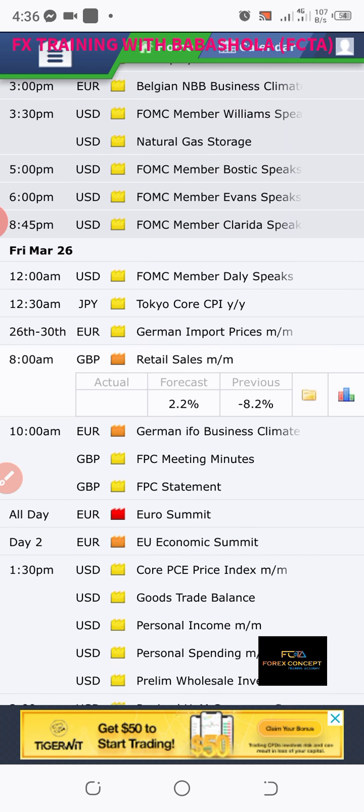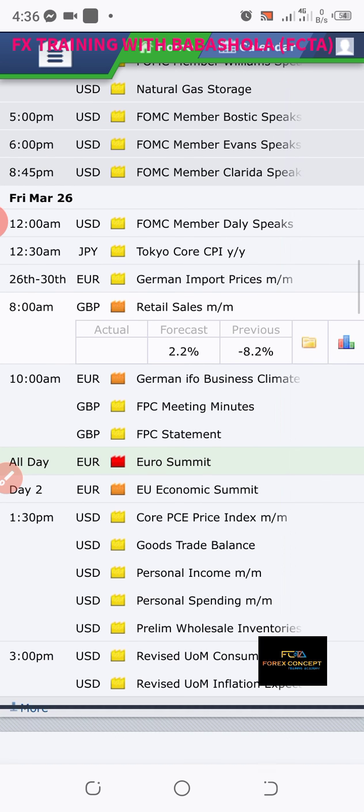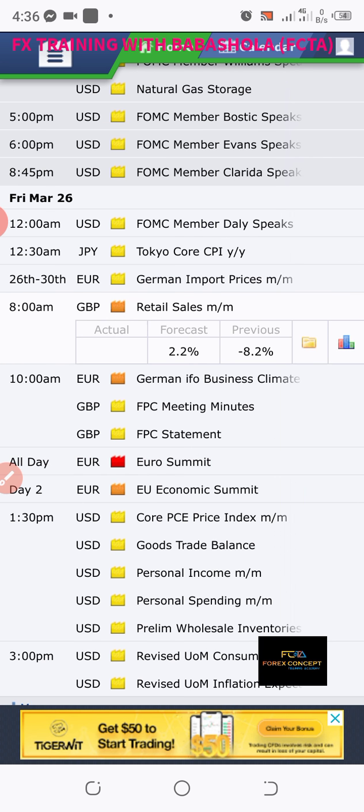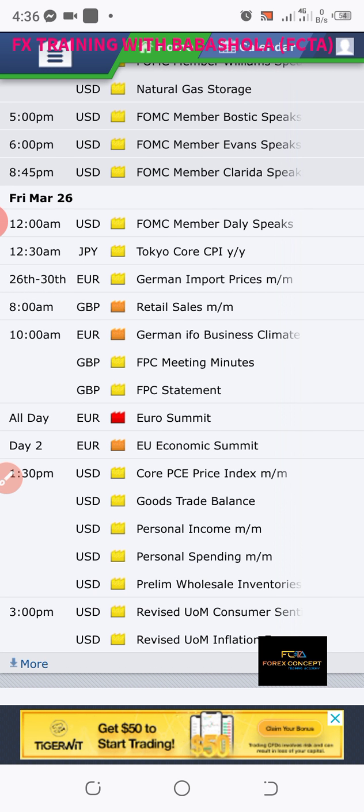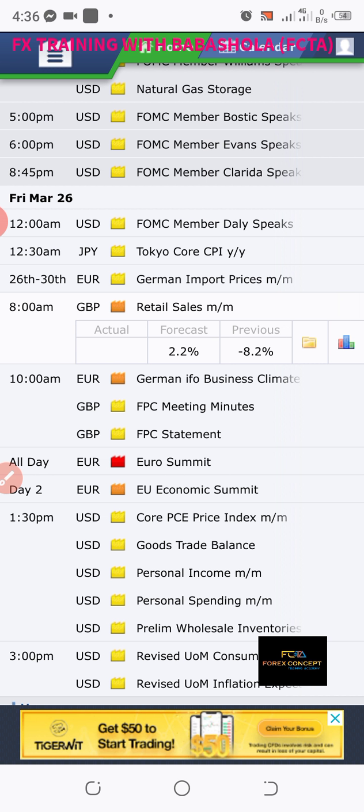The previous was minus 8.2%, very low, while the forecast is expected to increase by far. This is very key. In fact, I expect you to trade carefully on Friday based on fundamental news. GBP specifically is very volatile, so you can use that advantage to trade Great Britain pounds. The previous is minus 8.2. The forecast is 2.2%, meaning it should increase significantly from the previous.